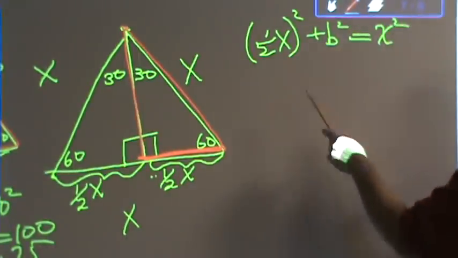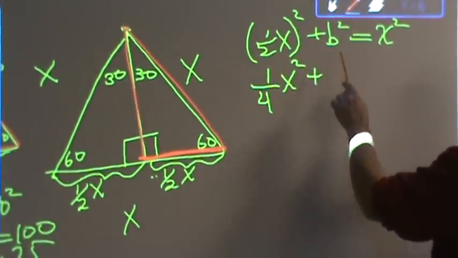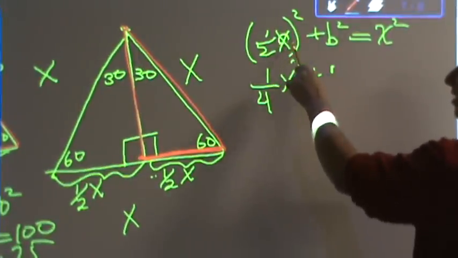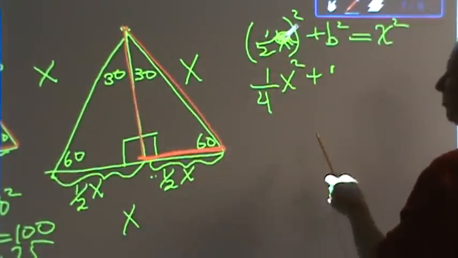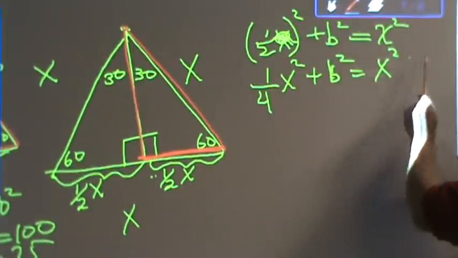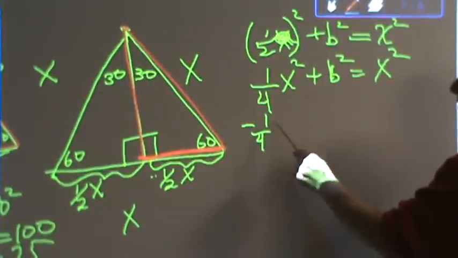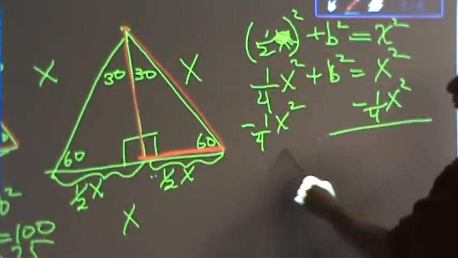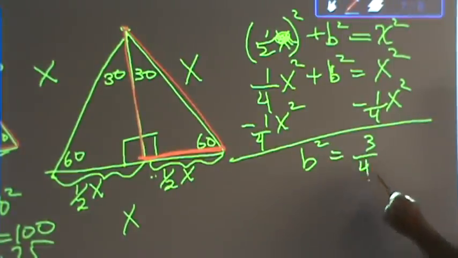So let's look at what I have here. 1/4 x squared plus, I meant to say a squared. Oh, no, I'll leave it because I wrote x. 1 b squared is equal to x squared. If I subtract 1/4 x squared on both sides, let's look at what I'm left with. B squared is equal to 3/4 x squared.